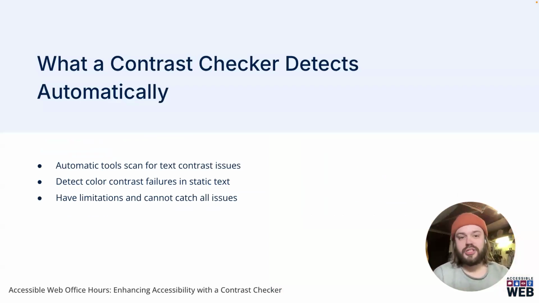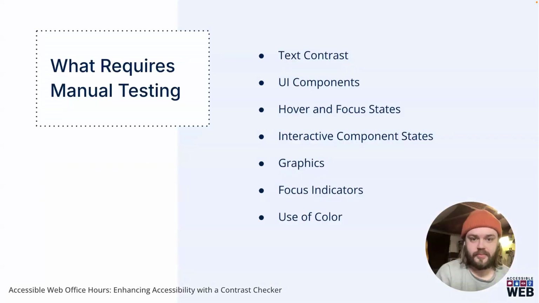So automatic scanning tools, such as the one built into RAMP, scan pages to identify static text and contrast issues. Static text contrast issues are similar to just text that, when you hover or focus on them, that would be considered a state, but their default state would be their static text, and that's what it would be measured against. However, these automated tools have limitations and may not cover all accessibility issues. To fully test for contrast issues, manual testing is required.